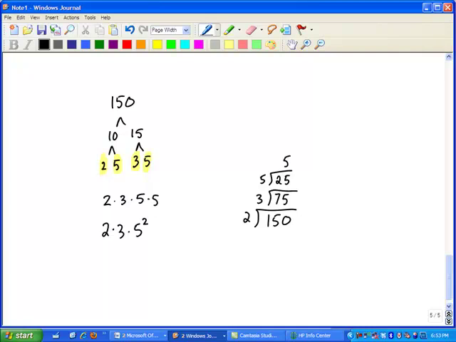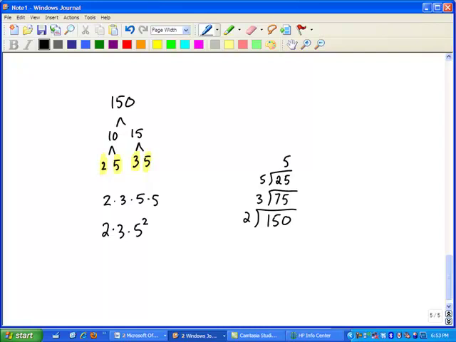Okay, so you can also use these factors, or these prime numbers, the prime factorizations, to write out all the possible factors of 150. Okay, so before I show you how to do that, I want you to write every number that divides into 150.